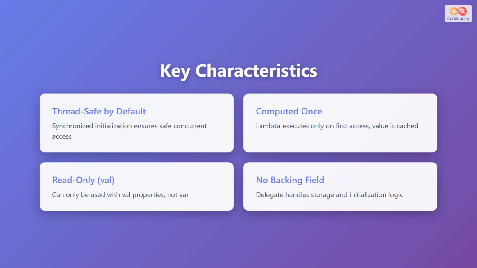Lazy properties have 4 key characteristics you should understand. First, they are thread-safe by default. Synchronized initialization ensures safe concurrent access from multiple threads. Second, they are computed once. The lambda executes only on first access, and the value is cached for all subsequent accesses. Third, they are read-only. Lazy can only be used with val properties, not var, because the value is computed once and never changes. Fourth, there is no backing field. The delegate itself handles all the storage and initialization logic for you.